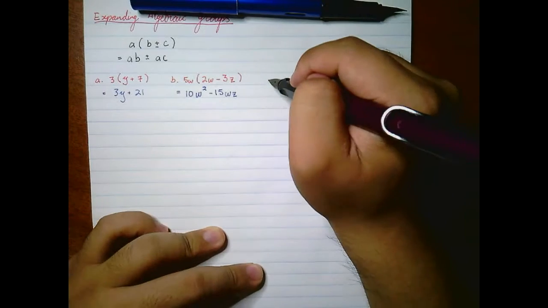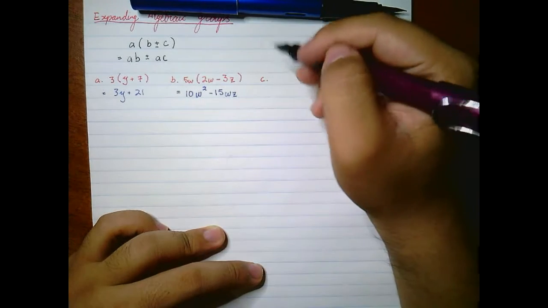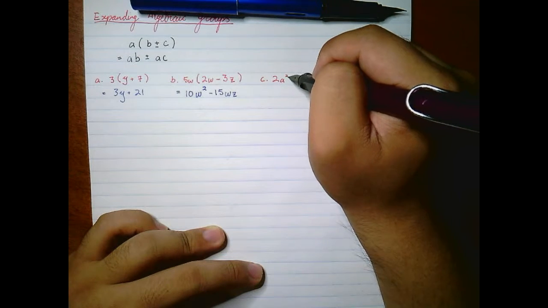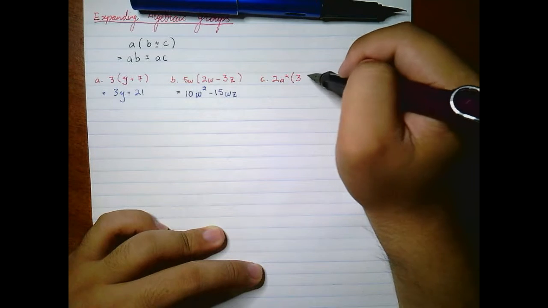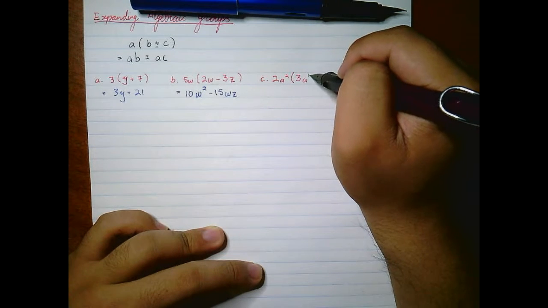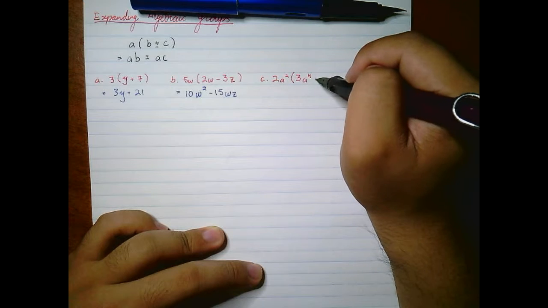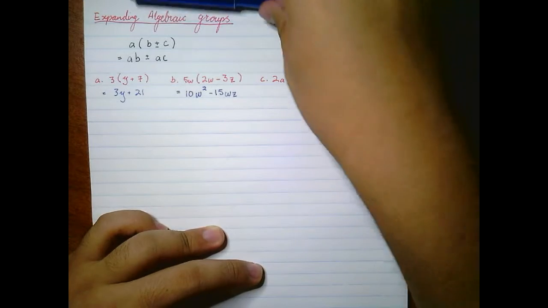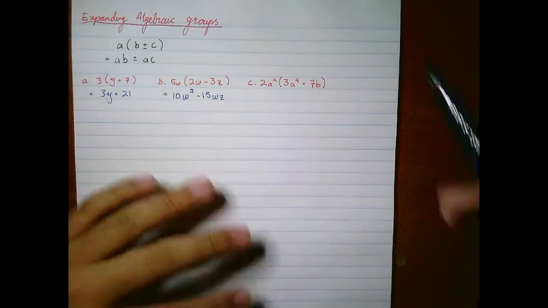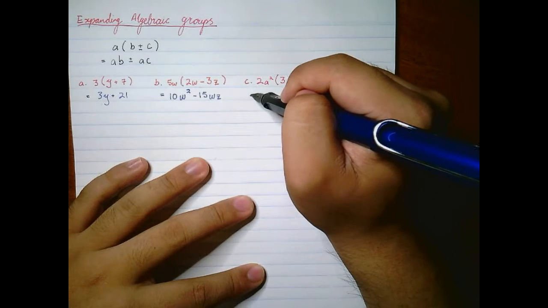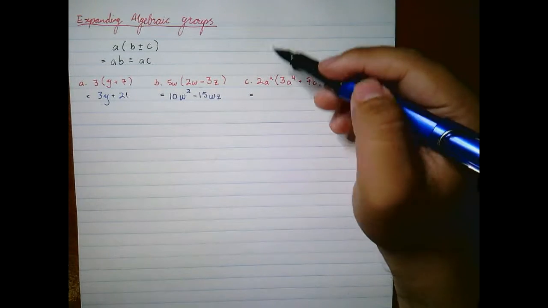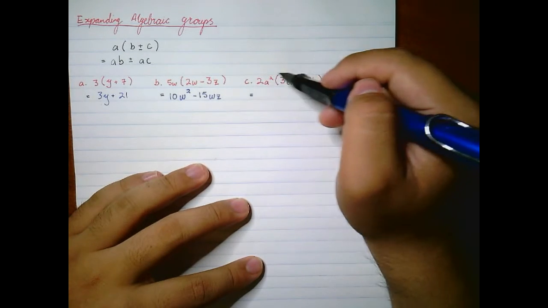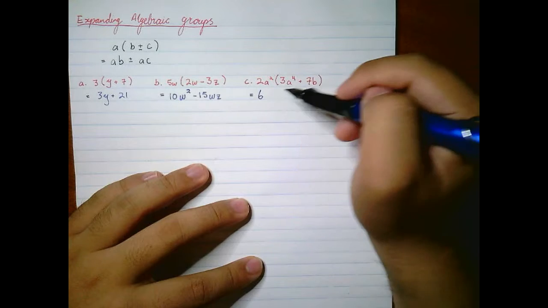We'll keep going. Next example, example C. We're getting a little bit more complicated. 2a squared outside 3a to the power of 4 plus 7b. Let's take a look at that one first. And then the same rule still applies. It's going to be 2 times 3, so it's going to be the numbers first. 2 times 3 is 6.